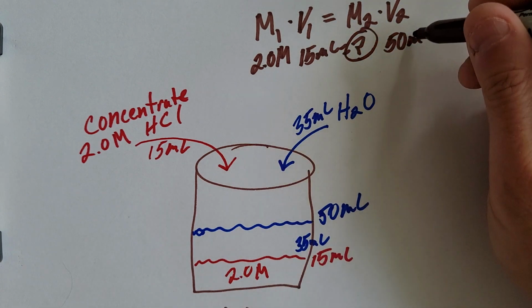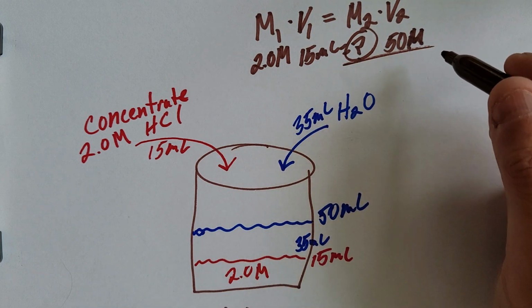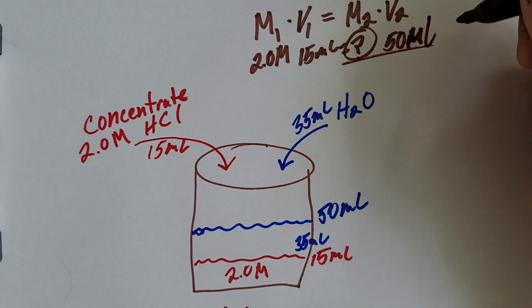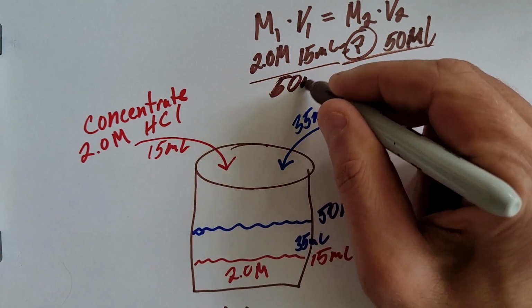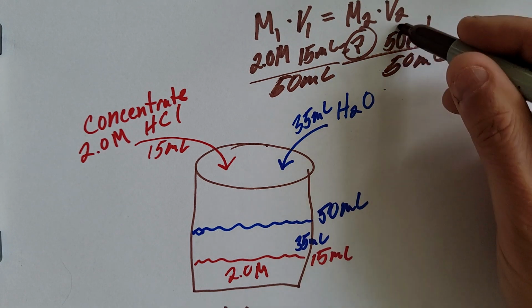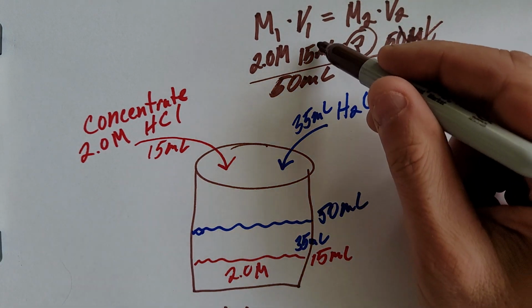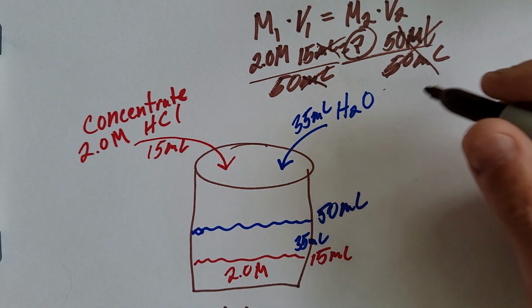And how do I do that? Well, I'm going to divide both sides by 50 milliliters. So the milliliters goes away here and leaves me with big M. I'm going to write it down here.